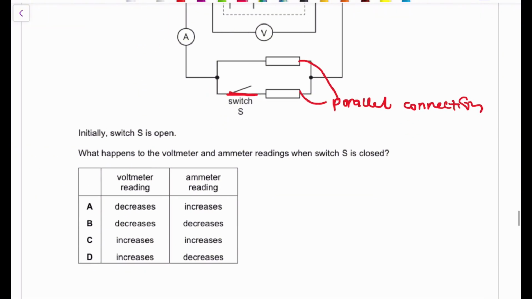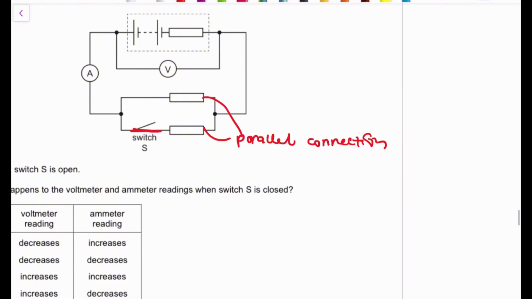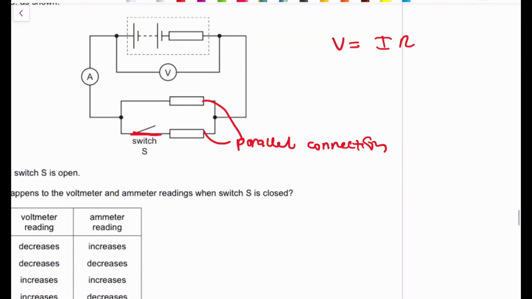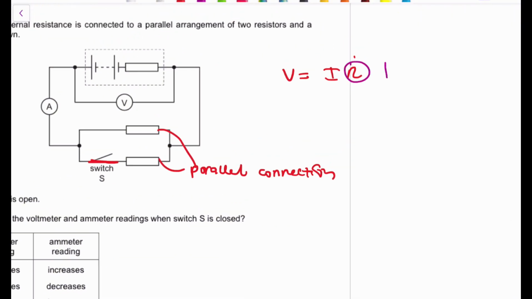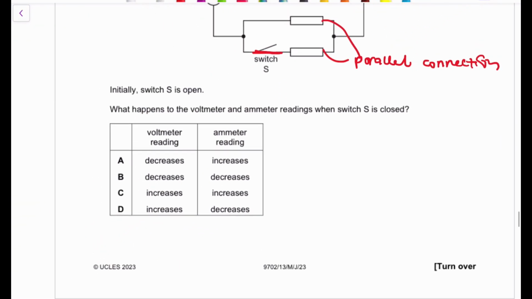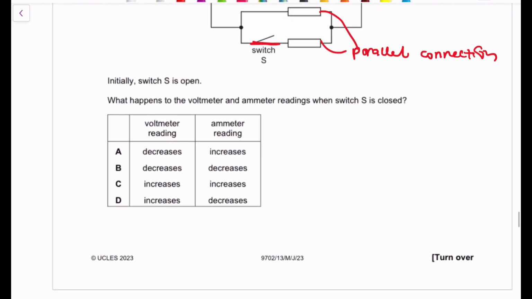So for the voltmeter reading, we know that V is equivalent to IR. As the resistance decreases, the current is going to increase because they're inversely proportional, since V is remaining constant. Those are the relationships going on. As the resistance decreases, the current increases so that V remains constant. So the ammeter reading is going to increase. So B and D are wrong.